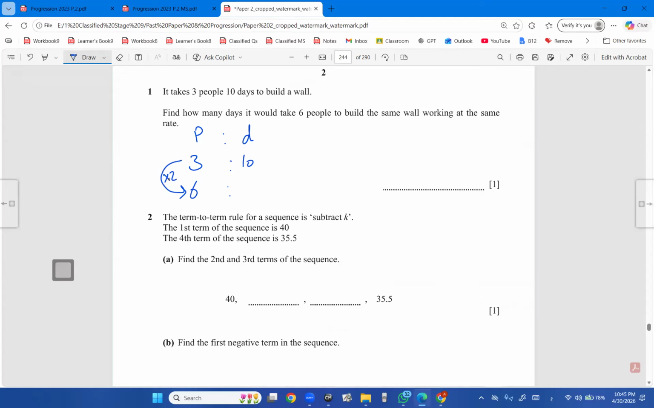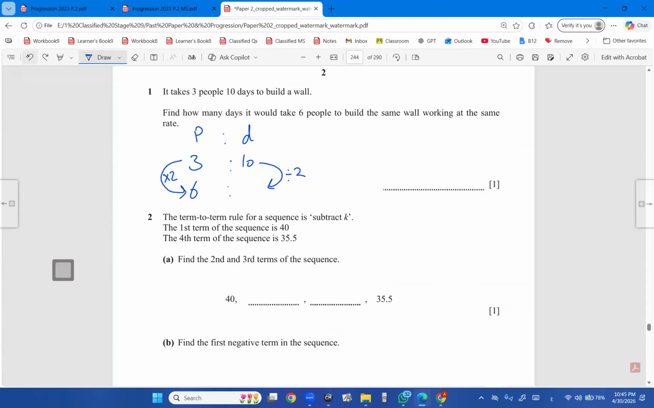So if you multiply this by 2, then definitely you're going to divide this by 2, which is going to give you 5. Another way that always works: you multiply 3 by 10. I'm going to erase the numbers that I've just written. You multiply the first two numbers. 3 times 10 is what? 30. 30 divided by 6 is going to give you 5.